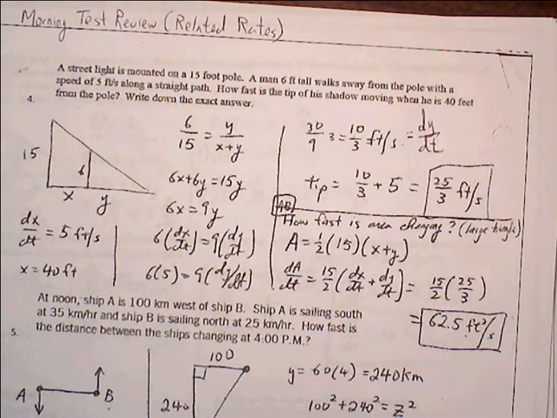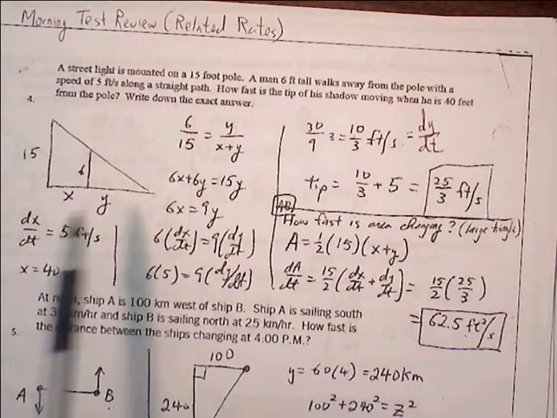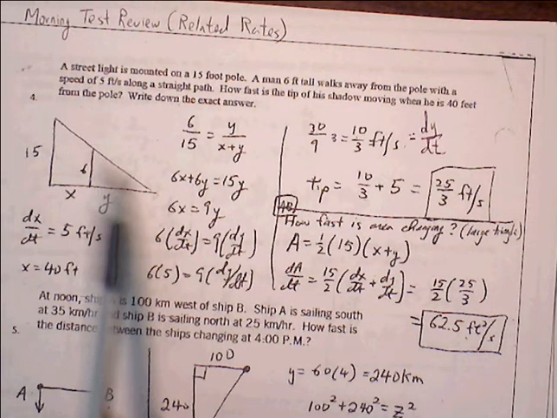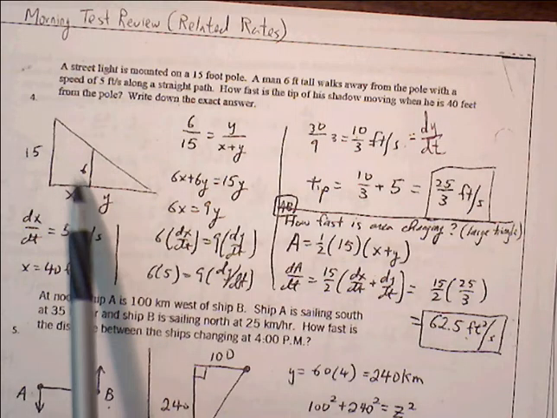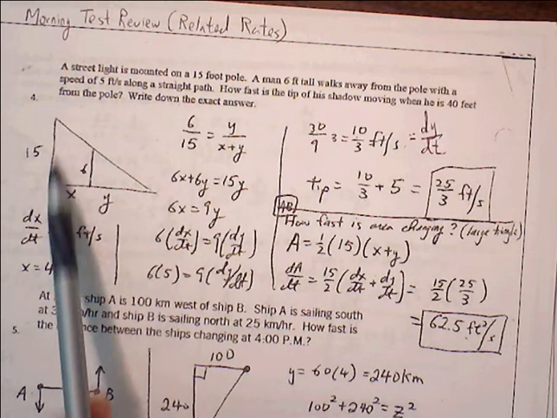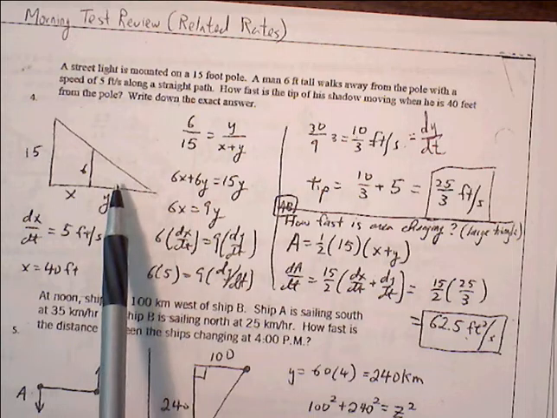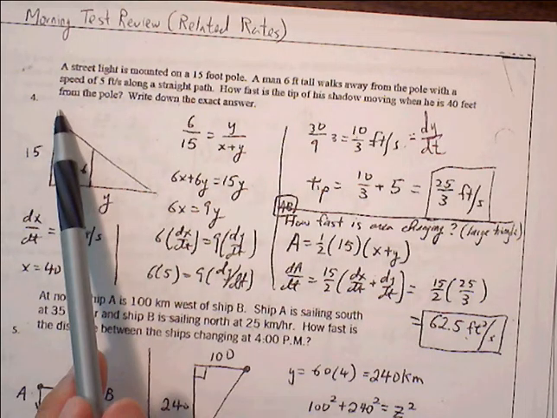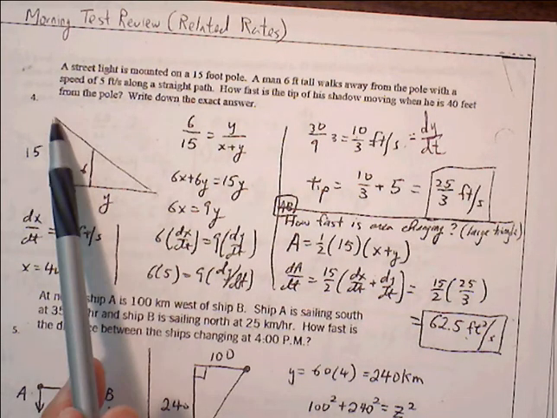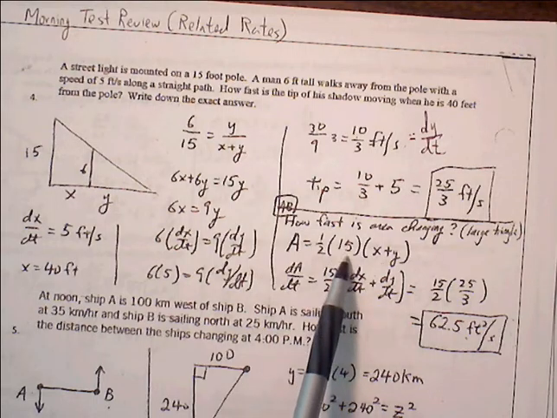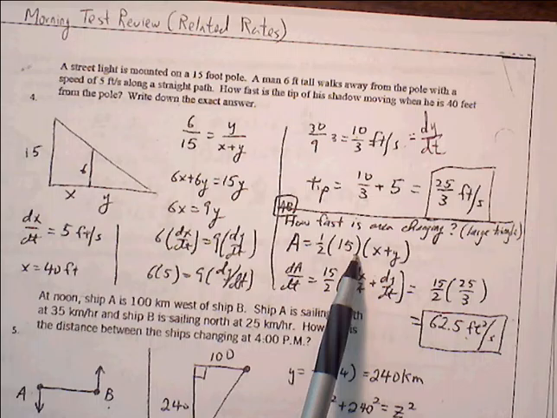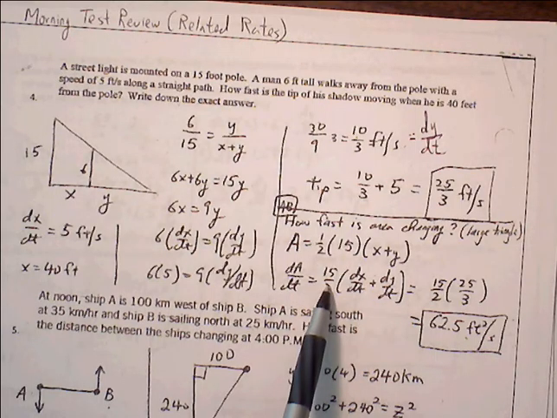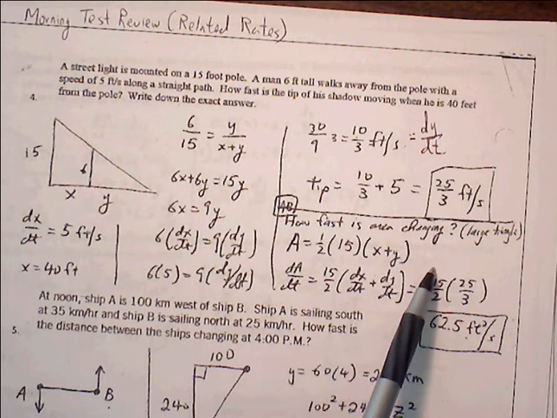Okay, part B: how fast is the area changing for the large triangle? So we want to find the rate of change of the area of the large triangle. If we can create an equation for the large triangle, then we can go from there. The area of the large triangle is 1/2 base times height. The base is represented by x plus y. The height is 15. So if I distribute this through, I get 15 over 2 times (x plus y).